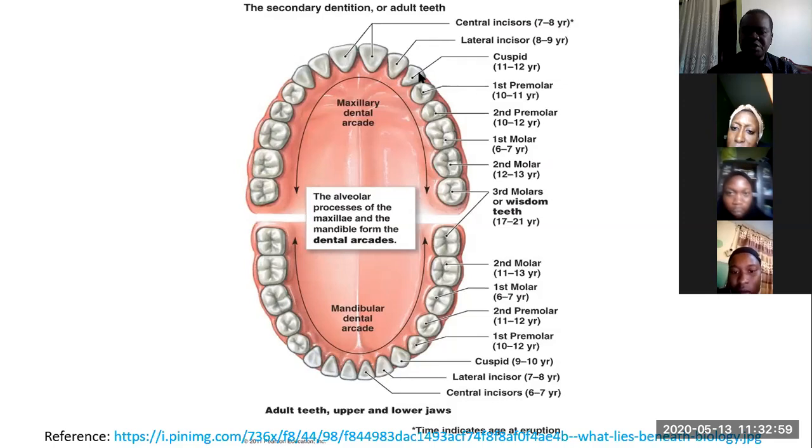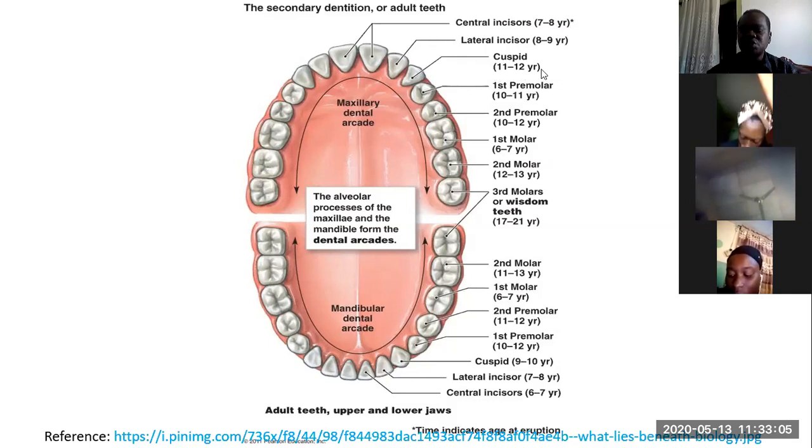Then we have the cuspid. The cuspid is called canine. Between the age of 11 and 12 years, you grow canine. Then we have the first premolar, or it's called bicuspid, because it has two cusps. Between the age of 10 and 11, you grow the second premolar. The first and second premolars come between 10 and 12 years of age.